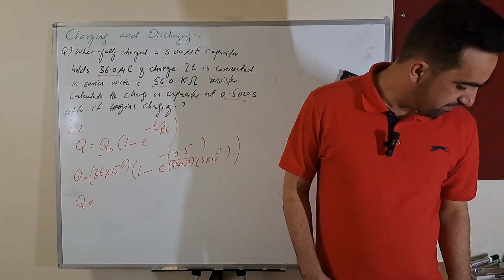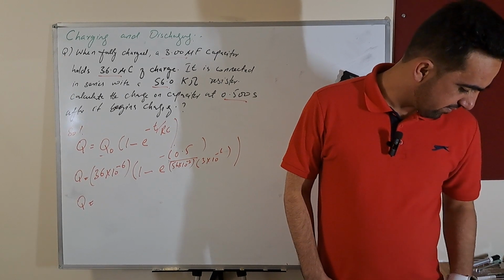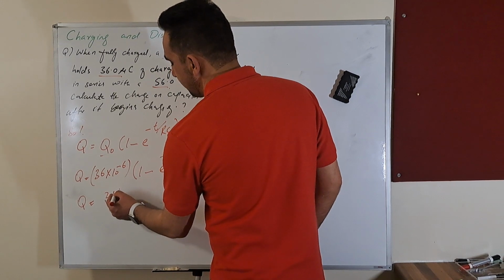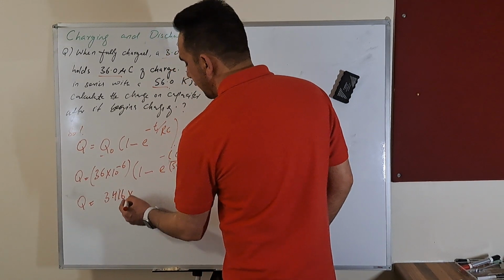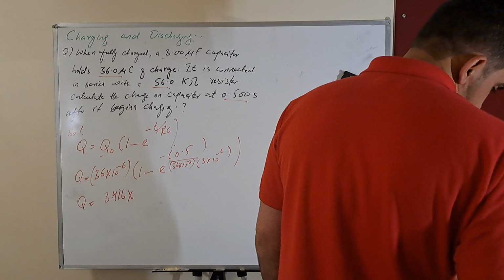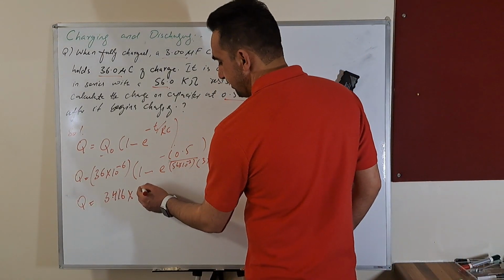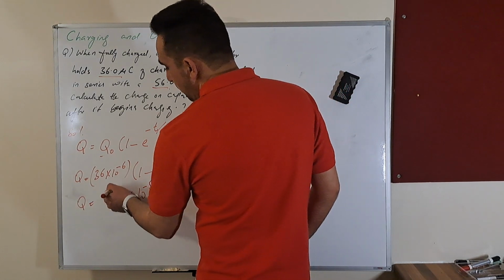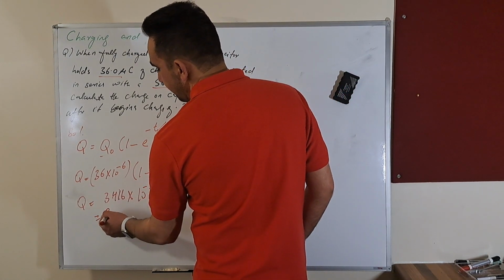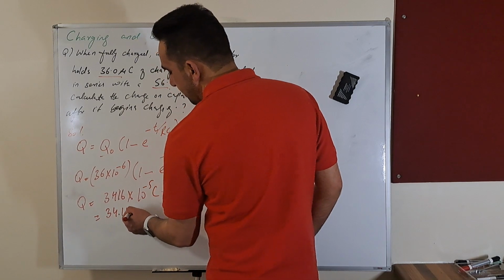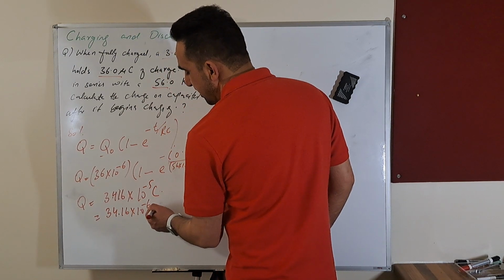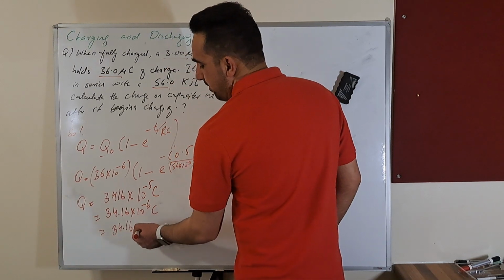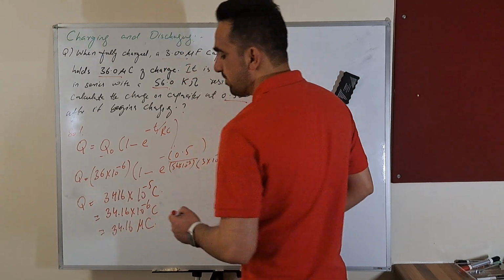So what do we get? 3.416 times 10 to the power minus 5. Yeah, I got that. Yeah, coulombs. And if you move the point 1 digit to the right, you get 34.16 times 10 to the power minus 6 coulomb. So this will be 34.16 micro coulombs. Okay.